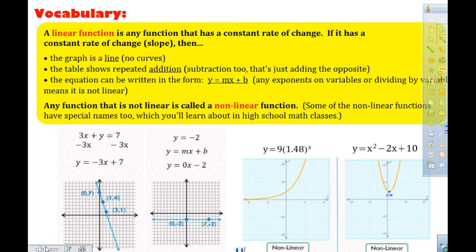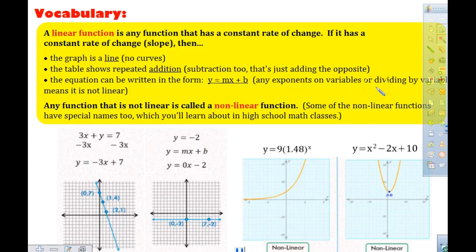That constant rate of change is often called our slope. Then the graph is a line, no curves. The table shows repeated addition. Now, it could be repeated subtraction, because remember, subtraction is when you add the opposite. So adding -2 is the same as subtracting 2. Equations are going to be written in this form, y equals mx plus b.